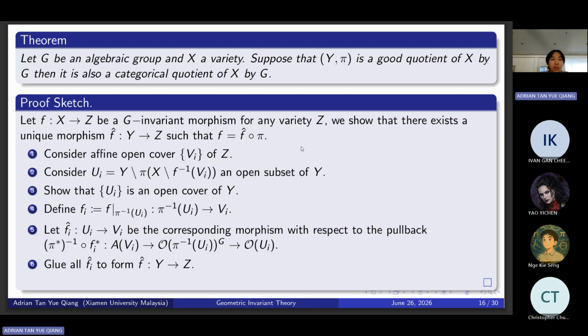Why is it an open set? It is given by the geometric properties where pi is a closed map. So pi of X take away this is a closed map, so U_i is open since it is a complement. Then we show that U_i actually covers the whole Y. We show it by showing that F maps the whole fiber of a point in Y to a single point.